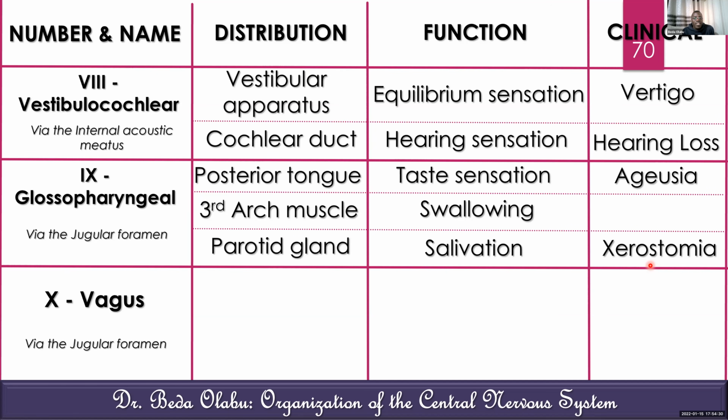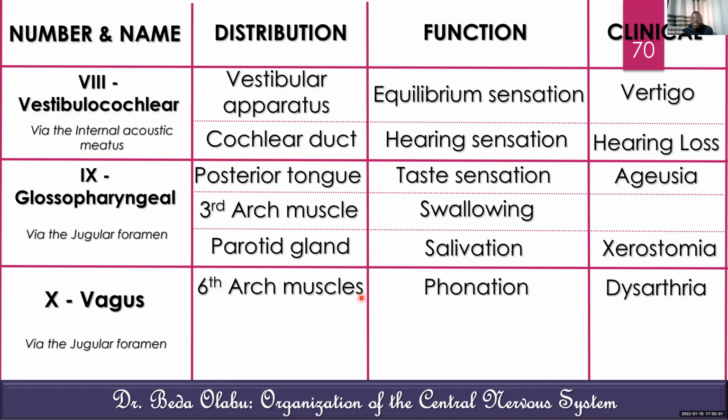The vagus nerve is the 10th cranial nerve, exiting the cranial cavity through the jugular foramen. The vagus nerve supplies muscles of the 6th pharyngeal arch. Muscles of the 6th pharyngeal arch are muscles that control the larynx. So we use them for production of sound, among many other functions of the larynx, the voice box. And so if you injure the fibers of the vagus nerve that go to the larynx, you're going to affect speech. The person will have difficulty in articulation.